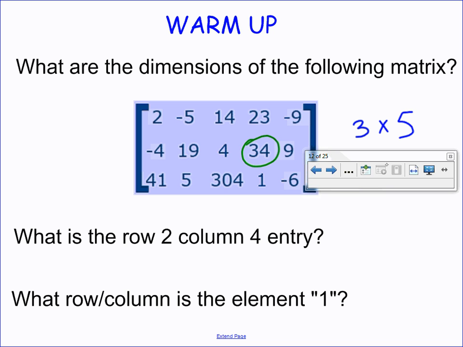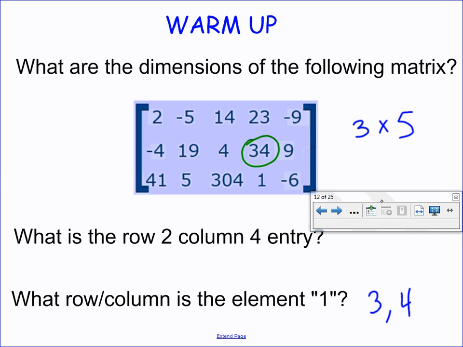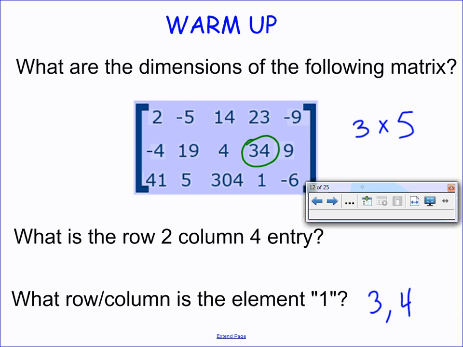And lastly, what row comma column is the element 1? Carson? Row 3, column 4. Row 3, column 4, awesome. So, row 3, column 4, nice job. So we've got our dimensions of a matrix, right? We know how to name them in terms of their dimensions, and we know how to find corresponding elements.